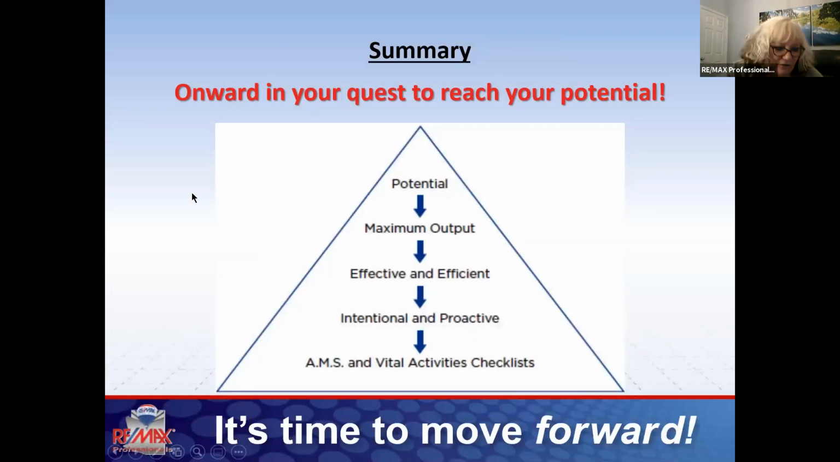And lastly, our last page here on page 22 is the summary, right? So we have our potential. Don't leave 75% of your potential on the table. We want to maximize our output by being effective and efficient with our time blocking, effective and efficient with our processes, right? Being intentional and proactive with how we spend our time and what our activities are.